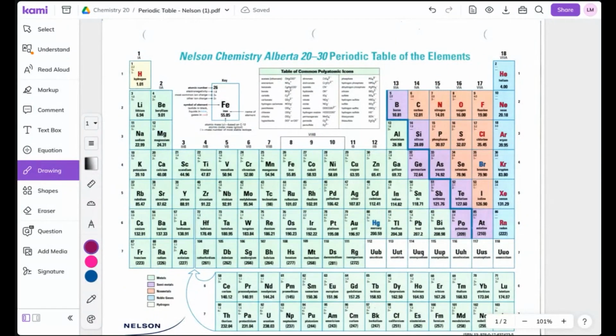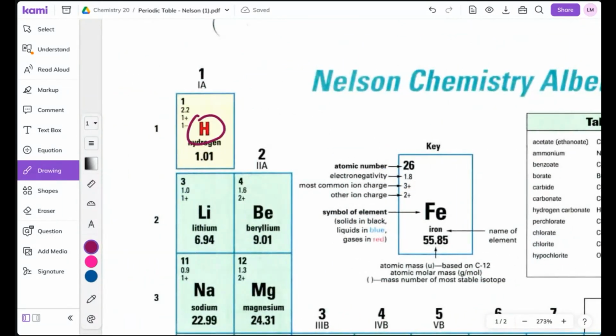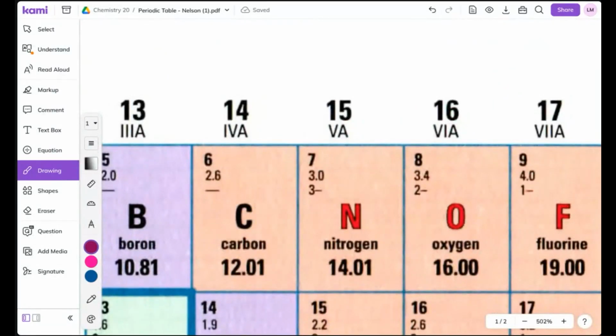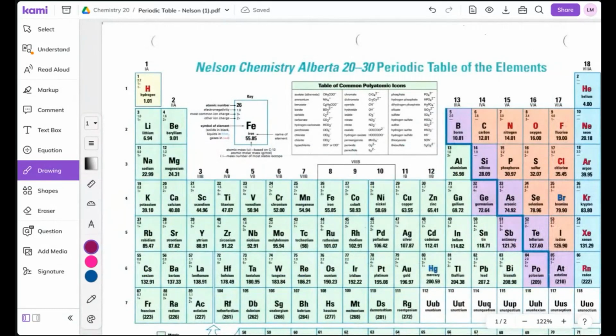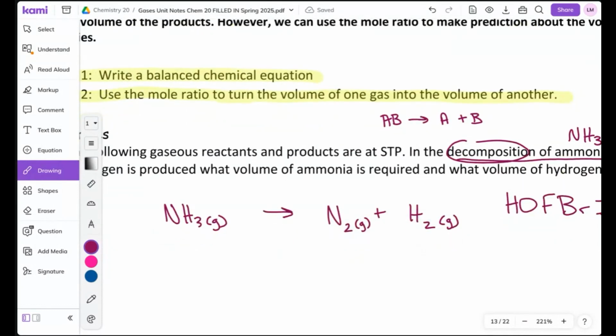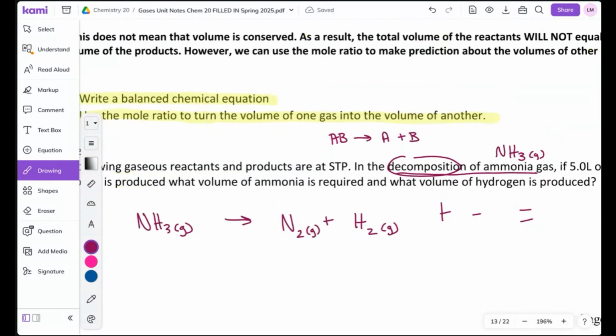Now, if we go back to our periodic table here, and we just take a look at the states, it says gases are in red. Well, hydrogen, that symbol's red, so hydrogen is a gas at room temperature, or at STP as this question has specified, as well as nitrogen is also going to be a gas. So I'm going to make sure to put states behind these. Whatever you do, do not forget to put states. You will lose marks if you forget that.